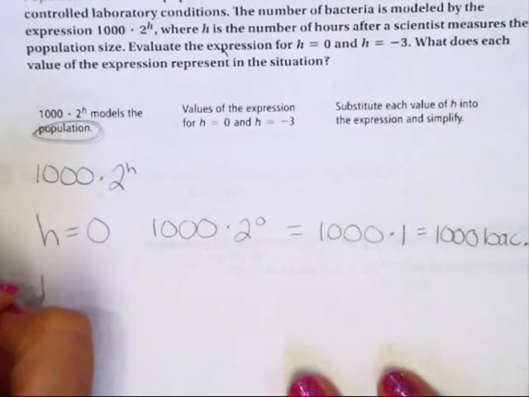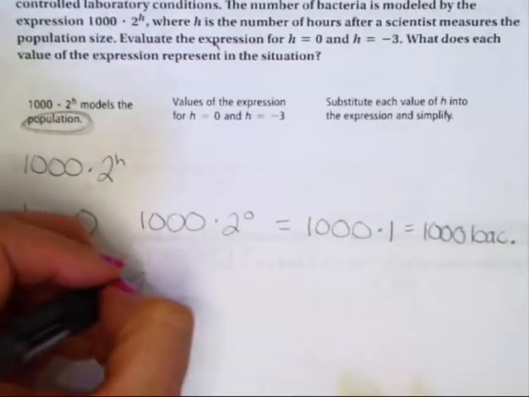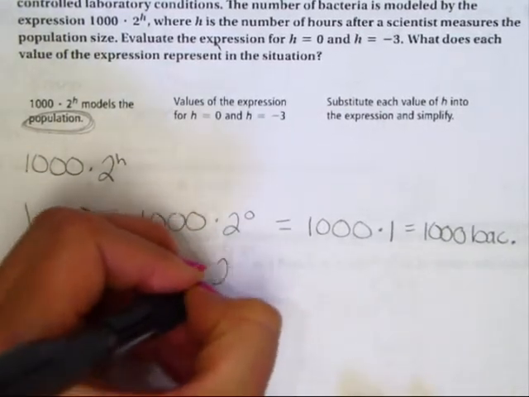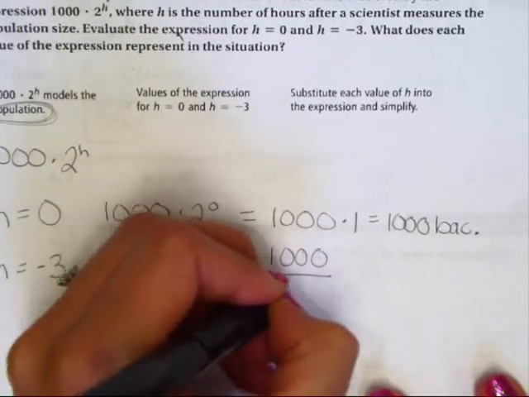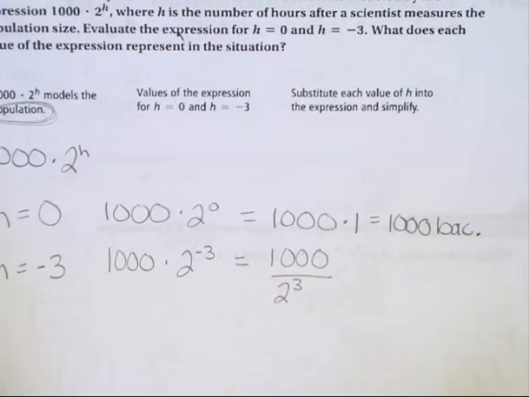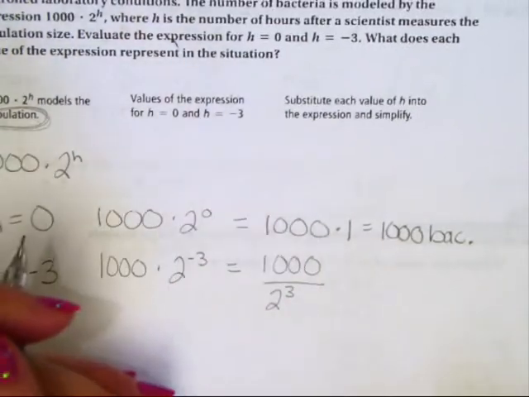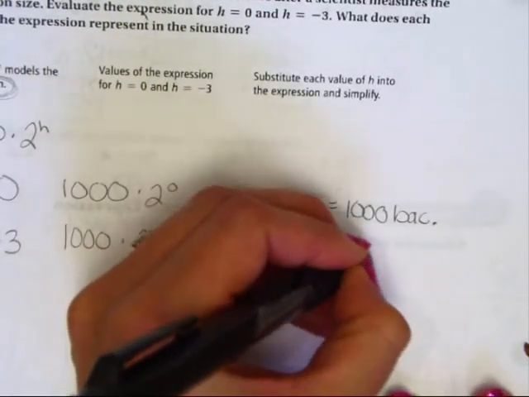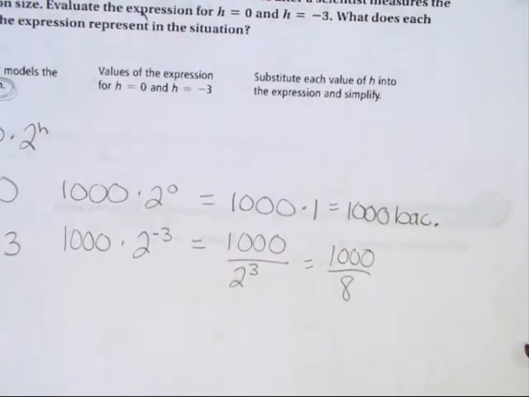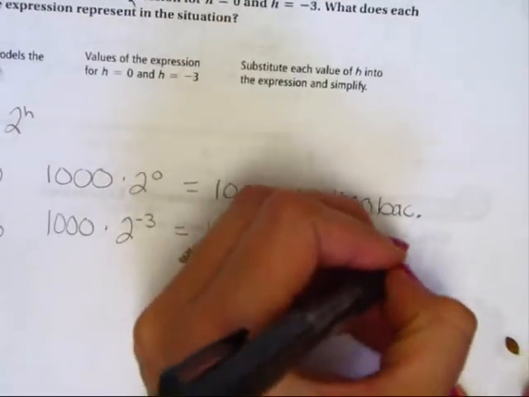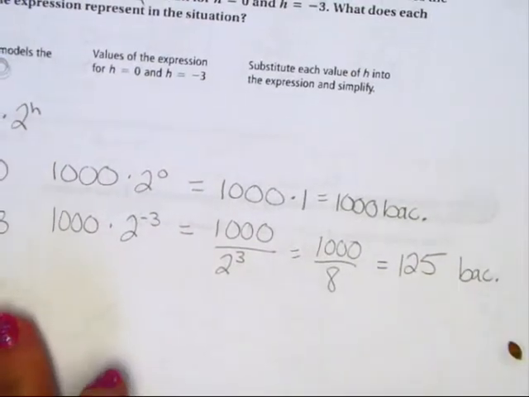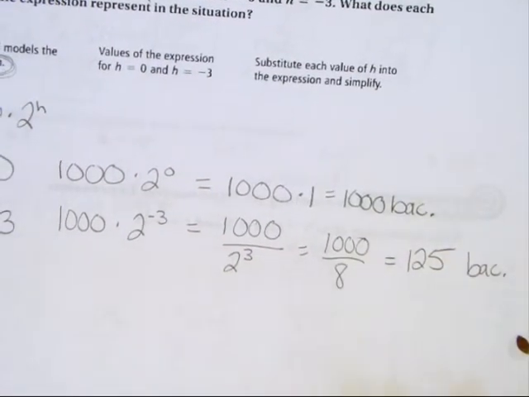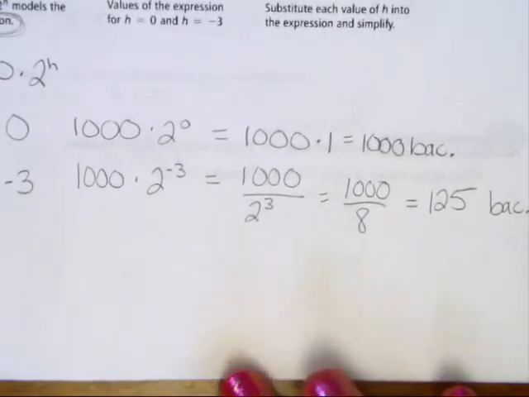Now let's plug in h equals -3. That's 1000 times 2 to the -3. That's 1000 over 2 to the +3, because anything to the negative power needs to move. That's 1000 over 8, and that equals 125 bacteria. So that one's actually smaller. Now, sometimes it's like, yeah, we can do the math, but what in the world did we just find out?